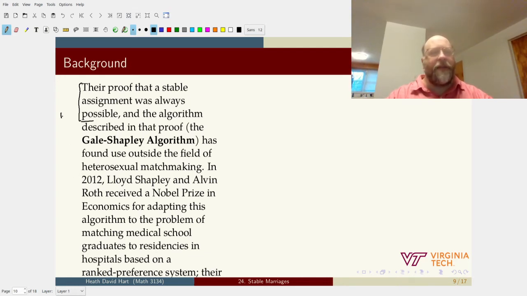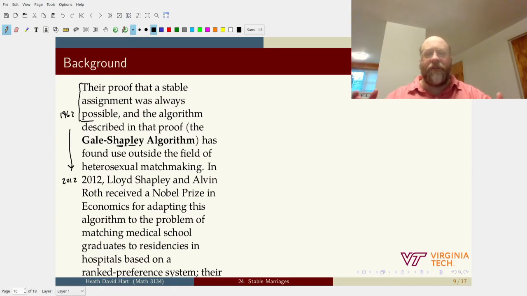50 years later, this was 1962, where Shapley was working for Gale. I mean, was sort of interning with Gale in Gale's research group. Gale has passed away, and now Shapley, who is now much older. So this is 50 years later, 2012, working with a different mathematician named Alvin Roth, adapted this algorithm to a different problem, the problem of matching medical schools and residencies.